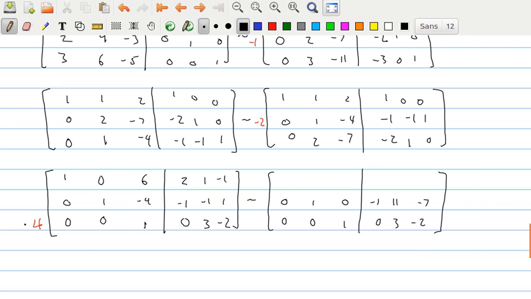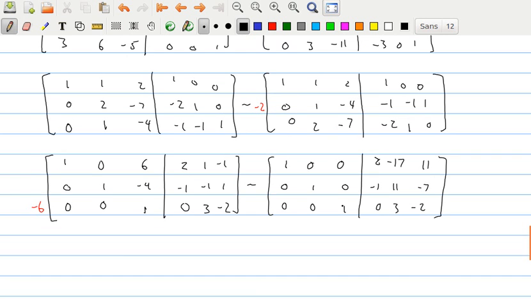And now we can do the same thing. We can eliminate the top row by multiplying the bottom row by -6 and adding it to the top. So 0 plus 1 is 1, not 0. Let's make that a 1. 0 plus 0 is 0. -6 plus 6 is 0. 0 plus 2 is 2. -18 plus 1 is -17. 12 plus -1 is 11.